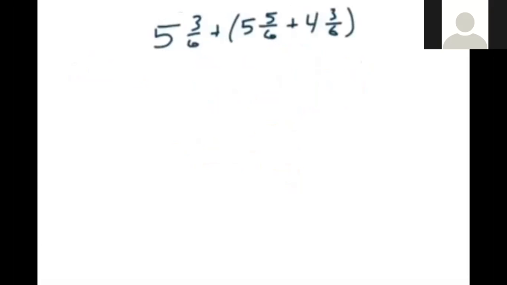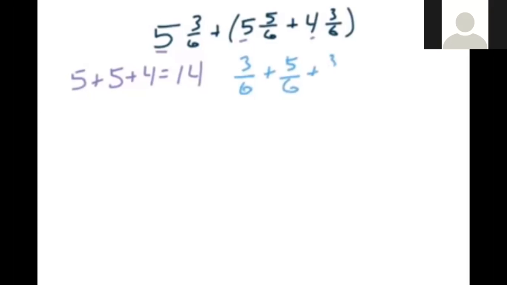Okay, next problem, number 4. Again, I'm going to add all of my whole numbers first. So I'm going to add 5 plus 5 plus 4. 5, 5, 4. And when I do that, I get 14. And then I'm going to add my fractions. I have 3/6 plus 5/6 plus 3/6. And when I add that, I get 11/6.